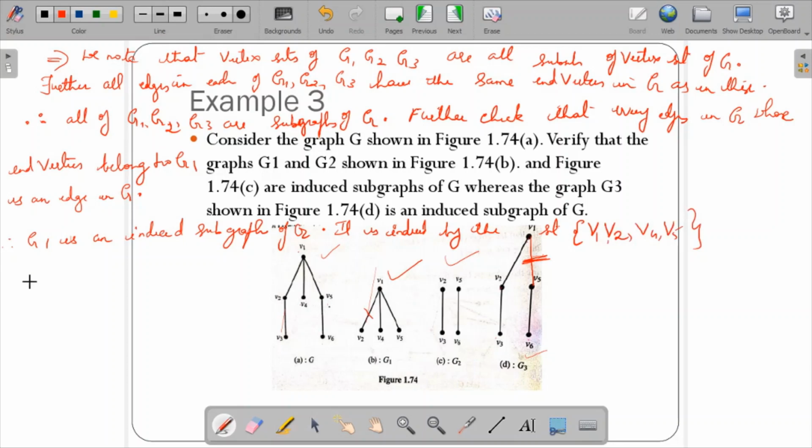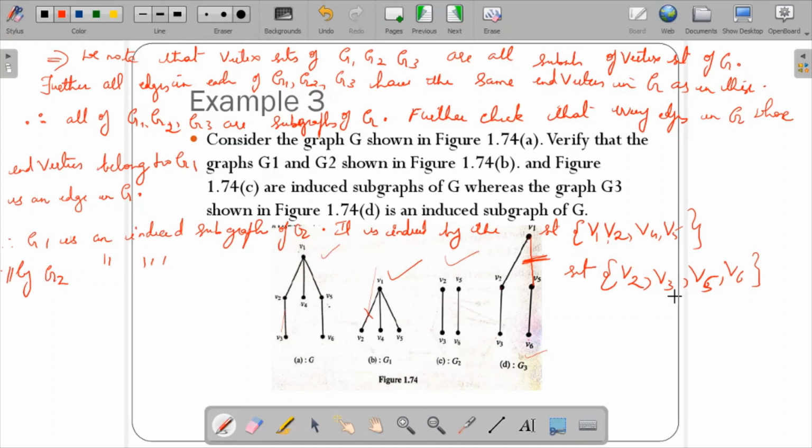Similarly, G2 is an induced subgraph. I'll just write the same thing, and it is induced by the set V2, V3, V5, V6. Same statement you just write. G1 is an induced subgraph of G. It is induced by this set. Similarly, G2 is an induced subgraph of G. It is induced by this set.